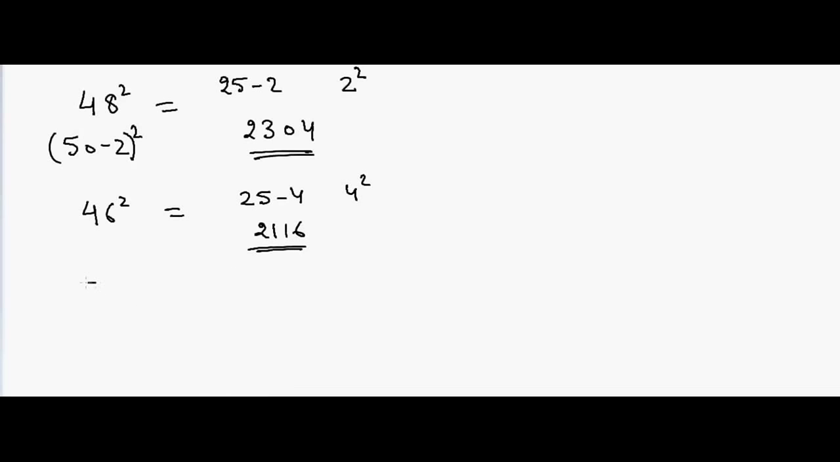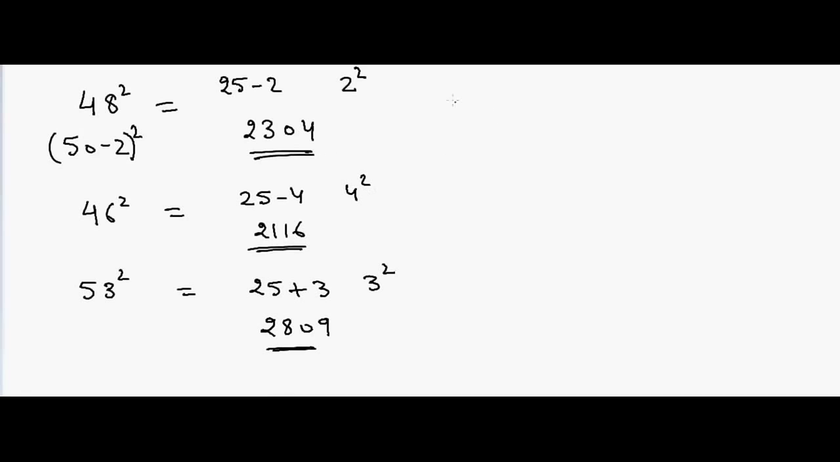Let's take another example. If I have 53 square, then in this case it will be 25 plus 3 and then 3 square. So the answer will be equal to 2809.